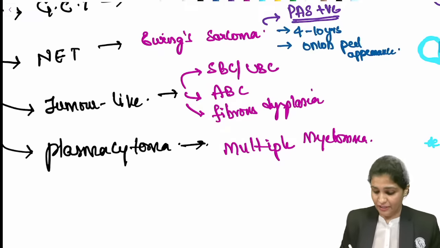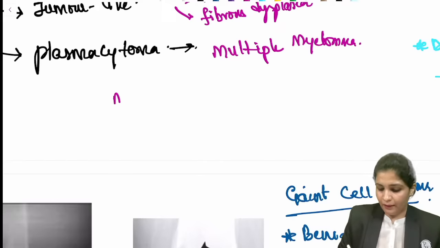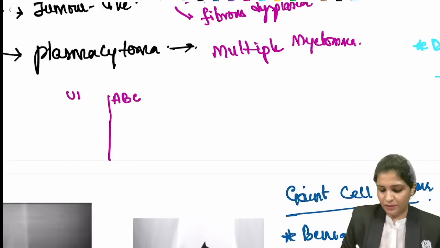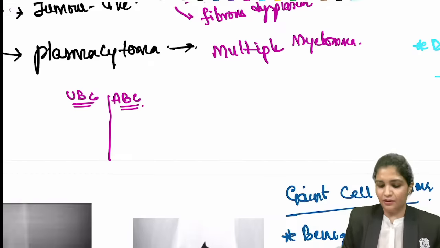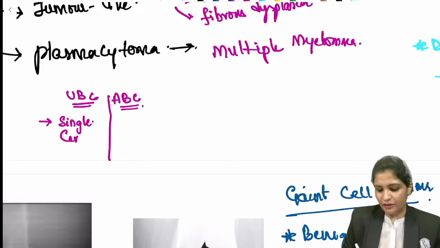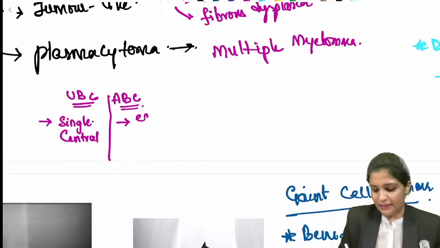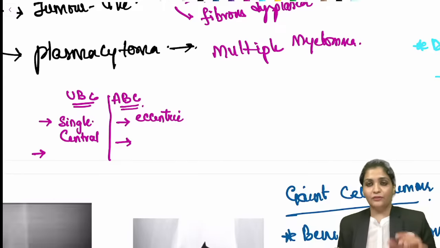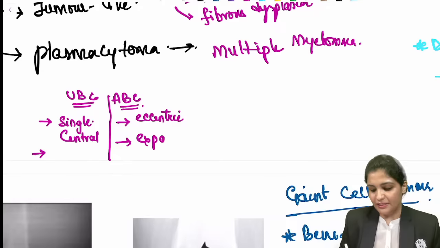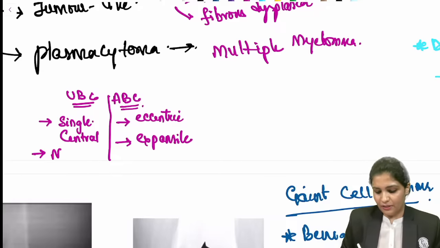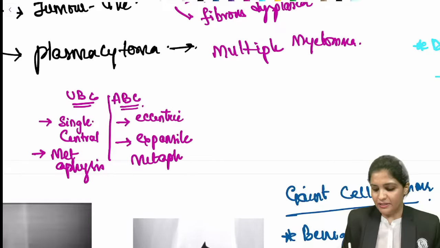And then let's see a few tumor-like conditions. So few tumor-like conditions are ABC and UBC, right? So this is unicameral bone cyst and this is aneurysmal bone cyst. Unicameral bone cyst is usually the single cyst which is present central in location. ABC is usually eccentric. And in UBC, the width will always be in respect to the epiphysis. So the width will not increase. The UBC width will not be more than your epiphysis. But ABC, again, is expansile. So it is mostly seen in the metaphysis. This is also mostly seen in the metaphysis.